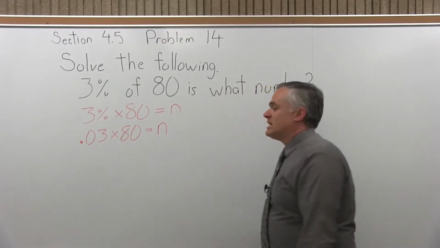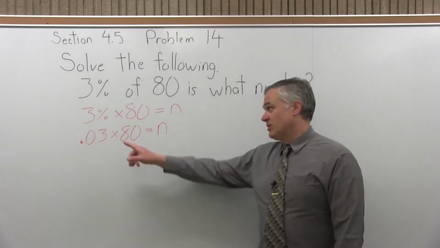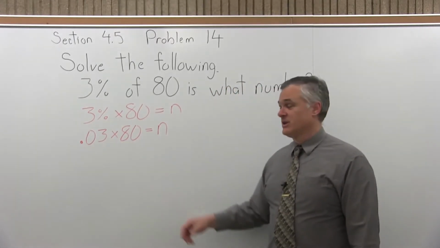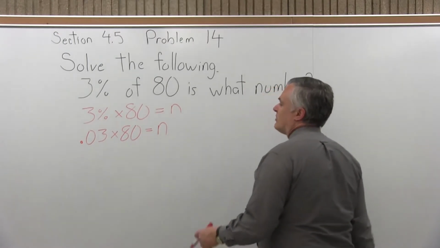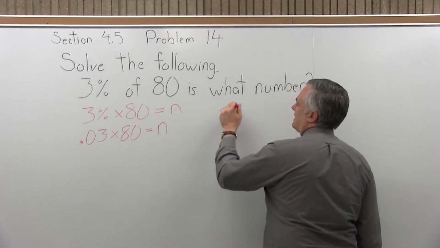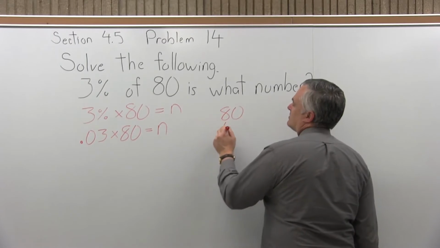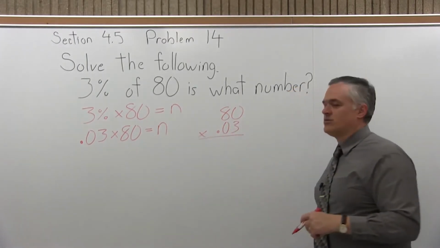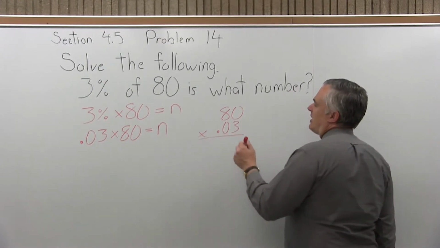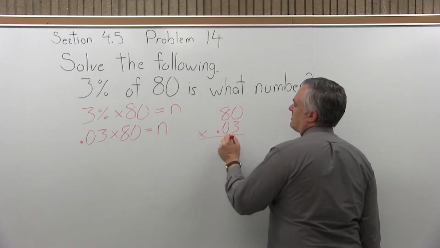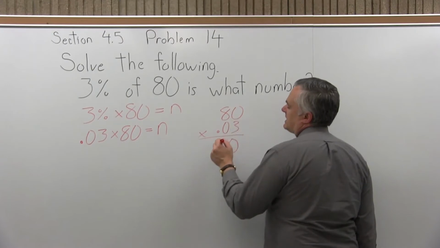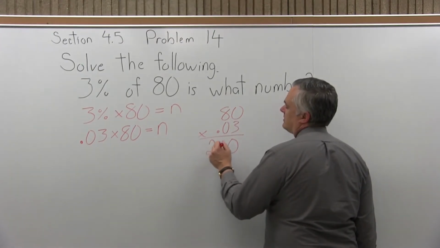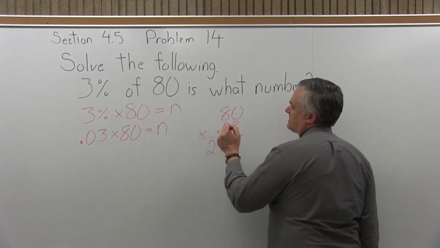Now again, if you can use a calculator for your class, you can just multiply 0.03 times 80 equals and you'll get the answer. If your teacher won't let you use a calculator, you can just do it out by hand. 80 times 0.03. And you can put the 0.03 on the top, it doesn't matter. So 3 times 0 is 0. 3 times 8 is 24. The times 0 isn't going to change anything.